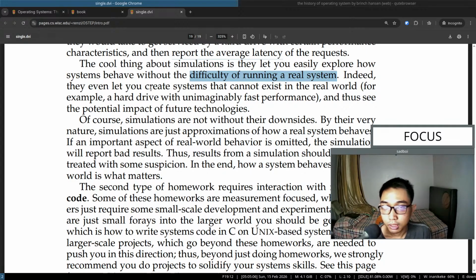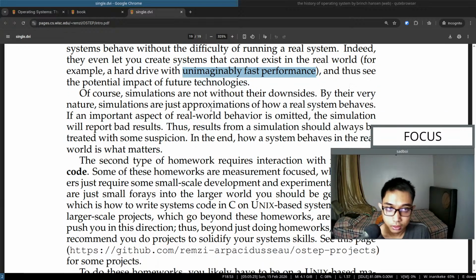Indeed, they even let you create systems that cannot exist in the real world. For example, a hard drive with unimaginably fast performance, and to see the potential impact of future technologies.